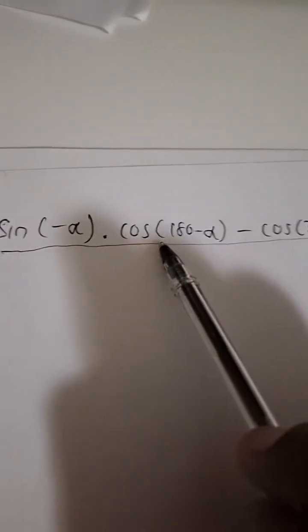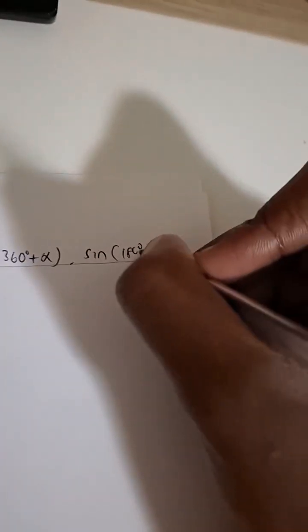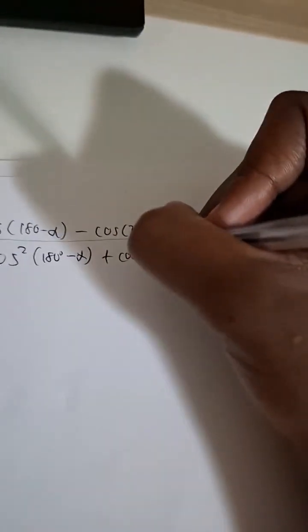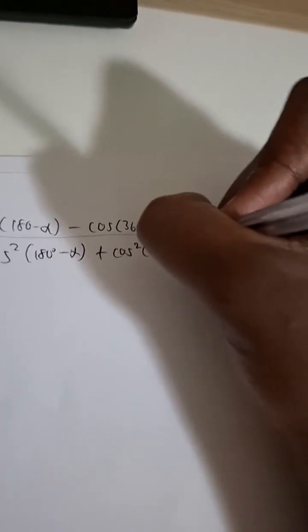I don't know if people actually know how sensitive the signs are. So it's sine of negative alpha times cos of 180 minus alpha, minus cos of 360 plus alpha times sine of 180 degrees plus alpha, all over cos squared of 180 degrees minus alpha plus cos squared of 90 degrees minus alpha.